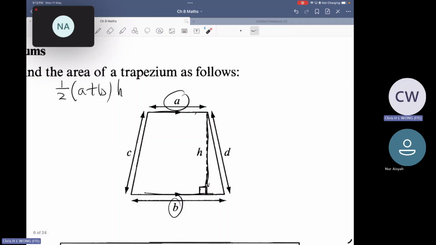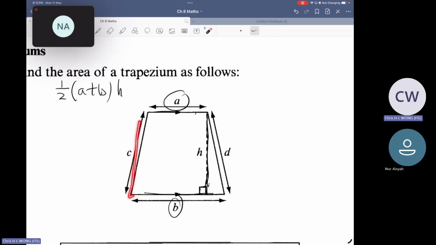What is the perimeter of the trapezium? Perimeter? Same thing. A plus D plus B plus C, outside, all add up together. But make sure you don't add inside. Don't go and add the height also. The height cannot add, okay? Only outside. A plus D plus B plus C. That's all. Height inside cannot add. Only perimeter only outside.